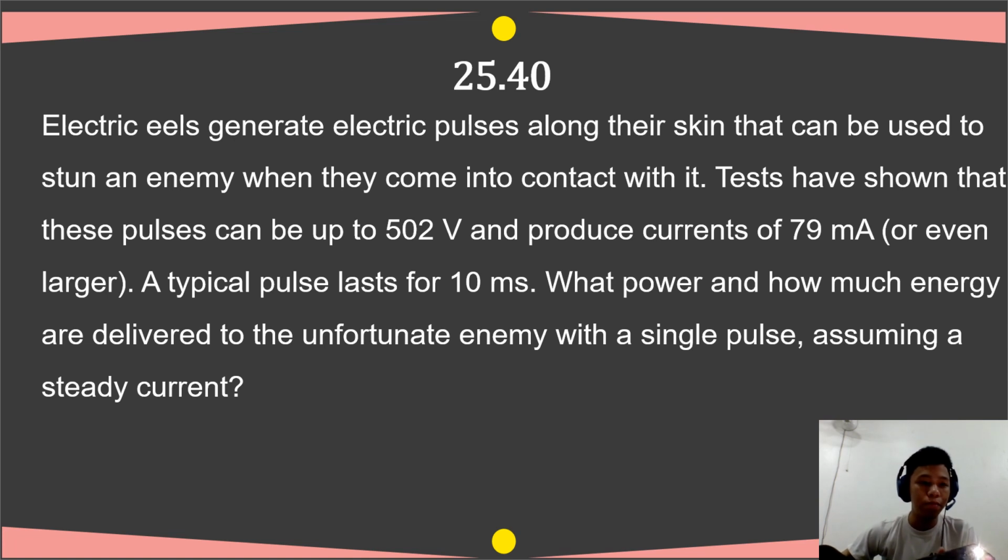So last problem. Electric eels generate electric pulses along their skin that can be used to stun an enemy when they come into contact with it. Tests have shown that these pulses can be up to 502 volts and produce currents of 790 milliamperes or even larger. A typical pulse lasts for 10 milliseconds. What power and how much energy are delivered to the unfortunate enemy with a single pulse, assuming a steady current?